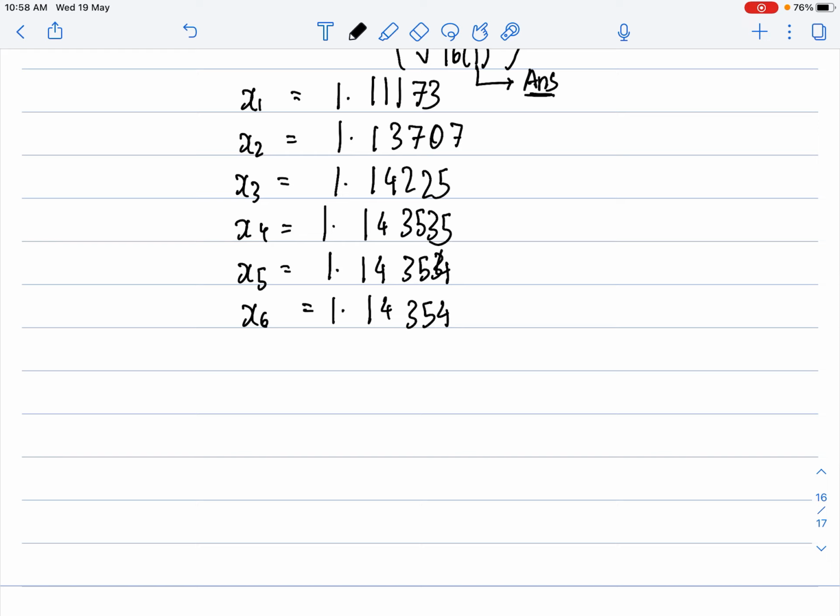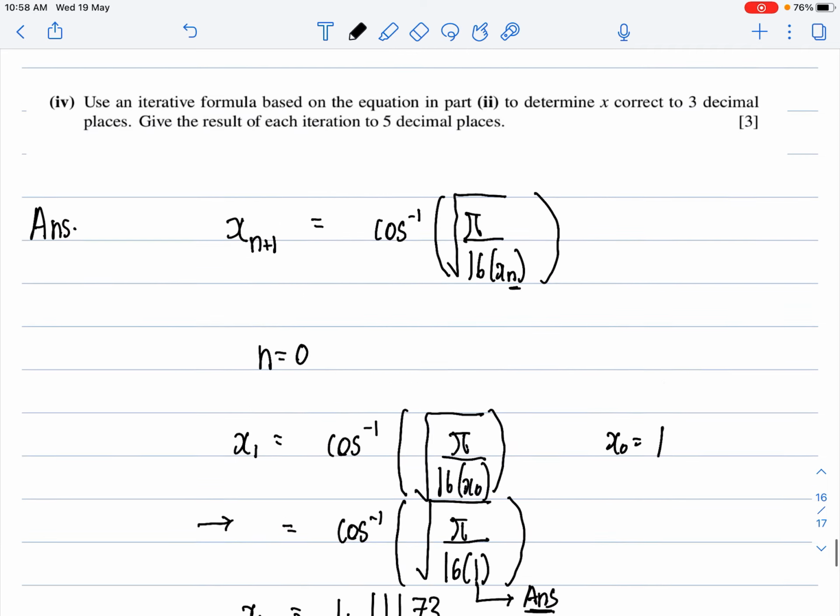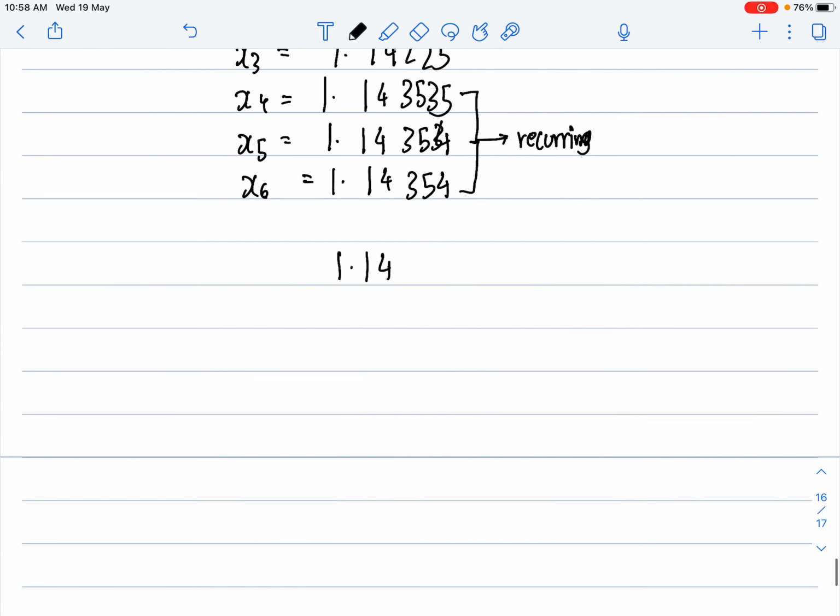Now I get my x6 also as 1.14354. Now if you see here, the iterations are recurring. So how many ever times I click on equal to, the answer I get will be 1.14. I need to write my answer to 3 decimal places. So 1.144, which is basically the final answer of my question.